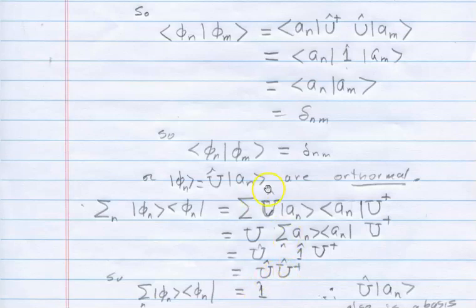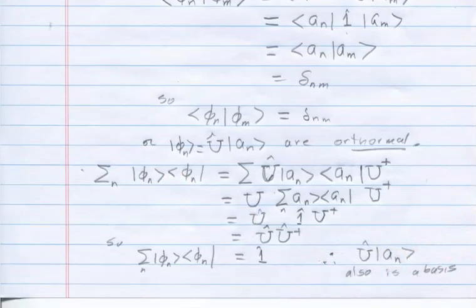So if the AN states are a complete orthonormal basis, then so is the unitary transform of it, to get the phi n, exactly the same. So it transforms a complete orthonormal basis into a complete orthonormal basis. So again, these unitary transformations are very powerful in this regard.